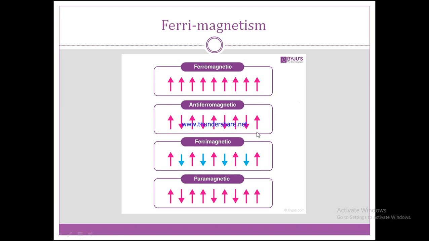In antiferromagnetic material, the permanent dipoles are present. The arrangement of antiferromagnetic material is in such a way that the magnetic dipole moments are opposed to each other, and the interaction between neighboring dipoles is the antiparallel orientation of equal moments. The last one is the ferrimagnetic material. The structure of the ferrimagnetic material is shown in this figure, figure number 3. The permanent dipole moments are present, and the dipole moments have opposite directions with parallel nature, and the interaction between the neighboring dipoles is the antiparallel orientation of unequal moments.